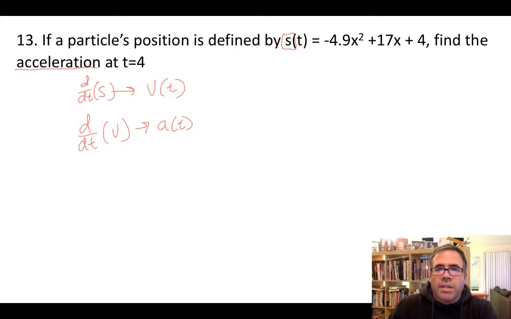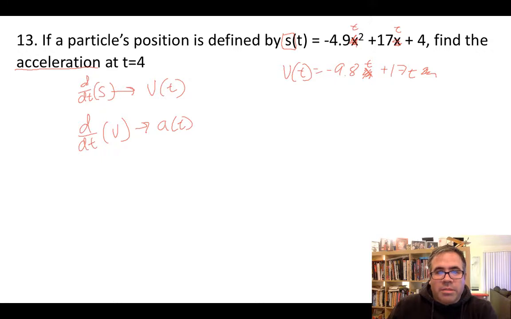So we start off by taking the derivative once to get the velocity of the particle, and that 2 times negative 4.9 is negative 9.8 t. Oh, that's something I should change here. These should be t's, not x's. Plus 17t plus nothing. So that gives us our velocity.